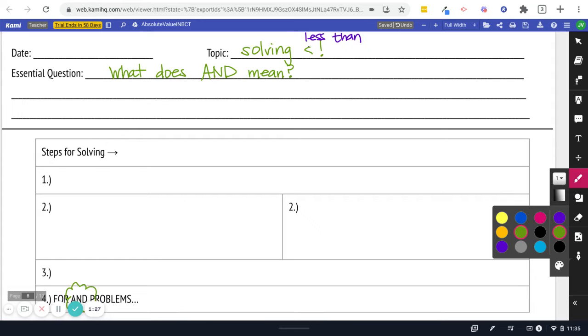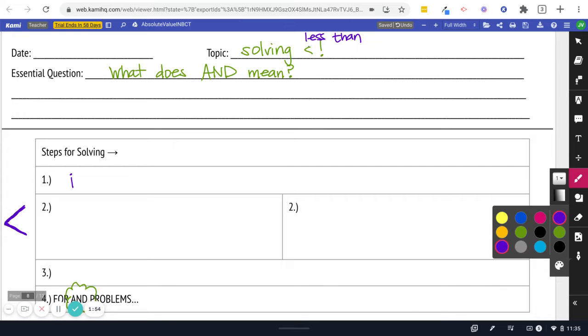So right now I'm asking you to stay focused, to do a good job, to be writing, to be listening, because we're going to build on what we did yesterday, which is awesome. Hopefully that'll make this go a little bit easier. So today we're talking about less than. So if you get a greater than question, you're on the wrong page. But what are our steps?